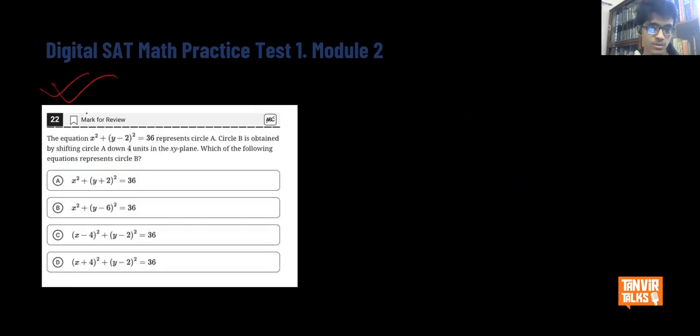Okay, so the last question. The equation x square plus (y minus 2) square equals 36 represents circle A. Circle B is obtained by shifting circle A down 4 units in the xy plane. Okay, so which of the following equations represents circle B? So basically, when a shift down is done, what does shifting down mean? It is the up and down movement along the y axis, right?